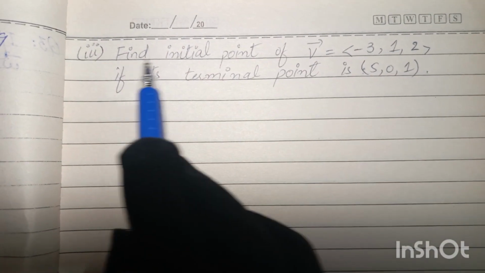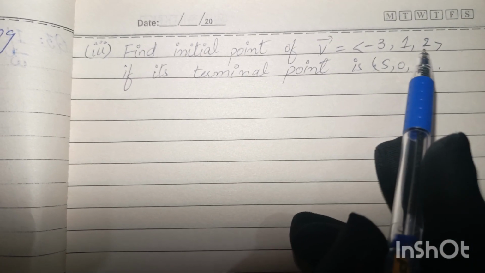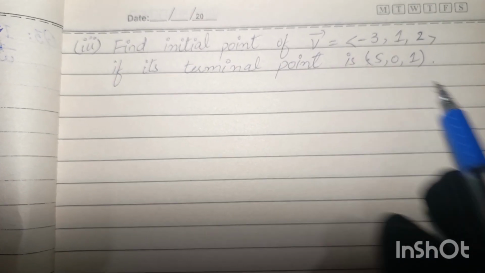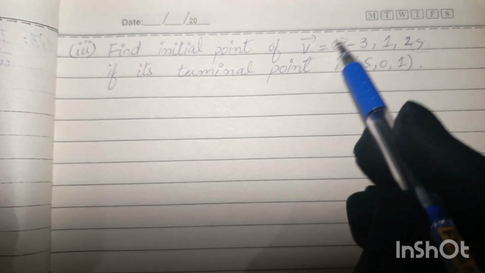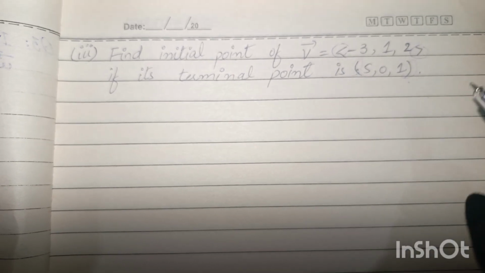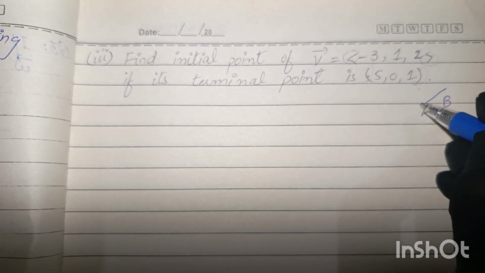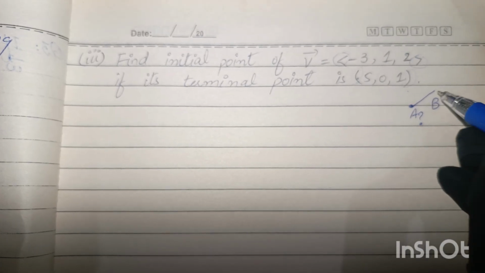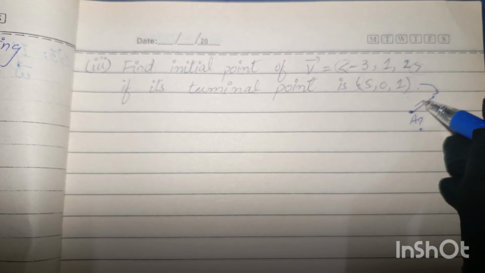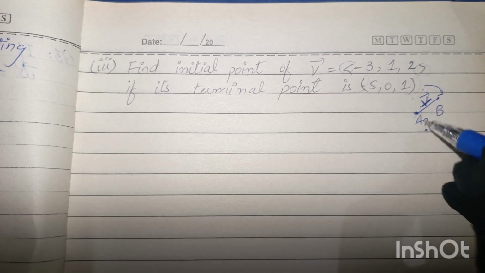So next part is find initial point of v vector, which is equal to minus 3i plus j plus 2k if its terminal point is (5, 0, 1). So you have to keep in mind that this notation is for vector, and these small brackets represent point here. So in this question we have a vector, for example AB. So its initial point you have to find, and the final point is given. So this is the final point, and the value of this vector is also given, which represents the v vector, and you have to find this point A.